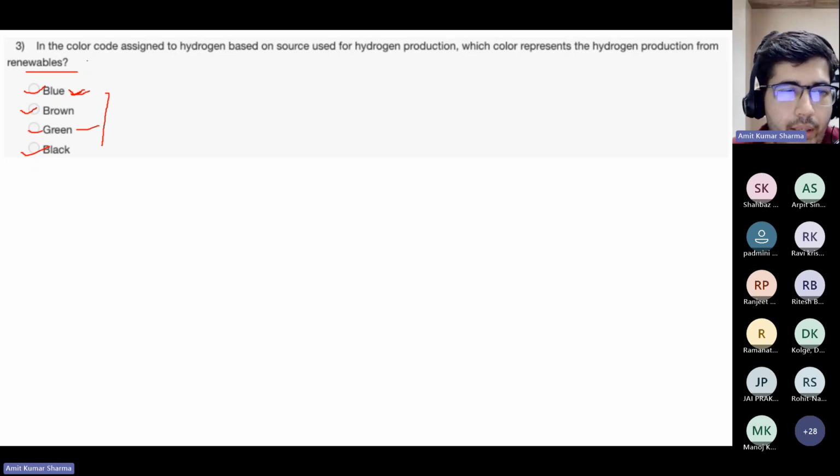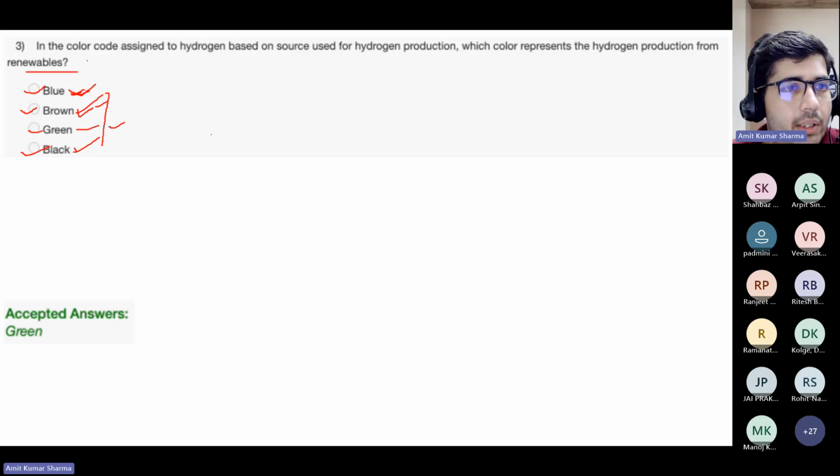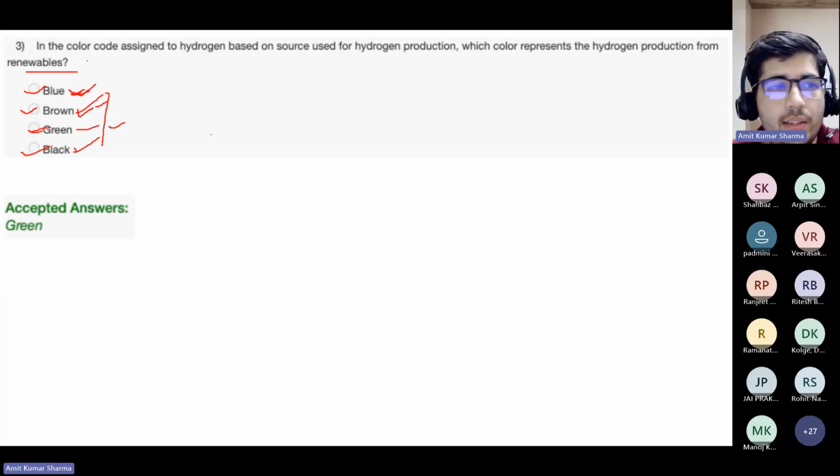For more detail, refer to the government policy document. What is the exact definition of green hydrogen? That's very important. For the blue, you need to install a carbon capture unit. Black is from coal, and brown is a little bit purer coal, or the process is not that prone to carbon emission. So the answer is green hydrogen, from the renewables.